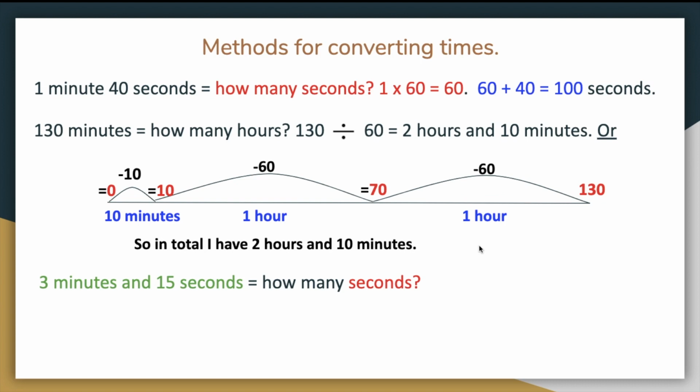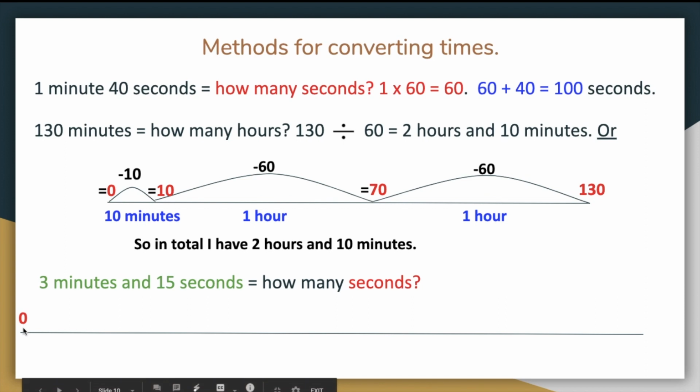This question is asking, how many seconds are there in 3 minutes and 15 seconds? Again, I'm going to use the jump strategy. So I draw my number line carefully with a ruler. I begin with 0 on the left-hand side this time because I'm adding on. I'm doing repeated addition or multiplication. I know that my first jump is 1 minute, which is 60 seconds. So I've made it to 60 on my number line.